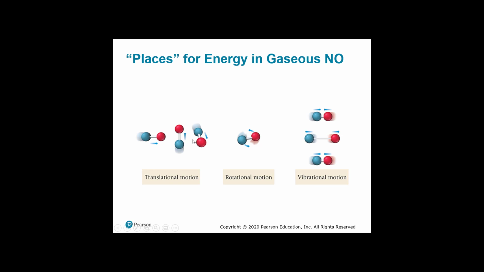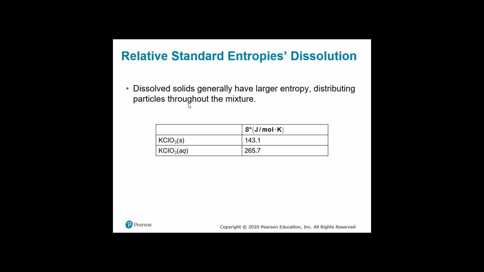However, NO can take on different forms of energy. In this case, it can take translational, rotational, which means that these spin, and it can also take vibrational. So there are a bunch of different energy states for the molecule NO over what argon has, and argon only has this one. Because it has more energy states, it has a greater dispersal of the energy, the entropy.